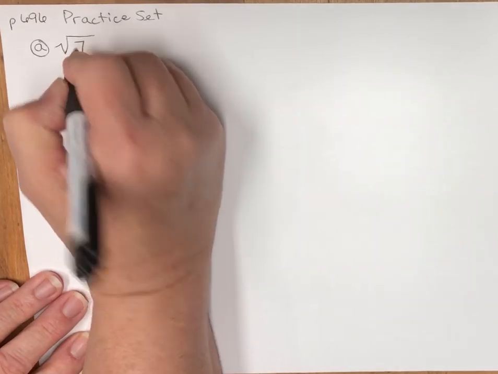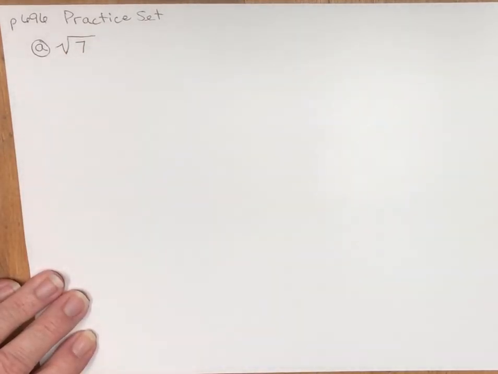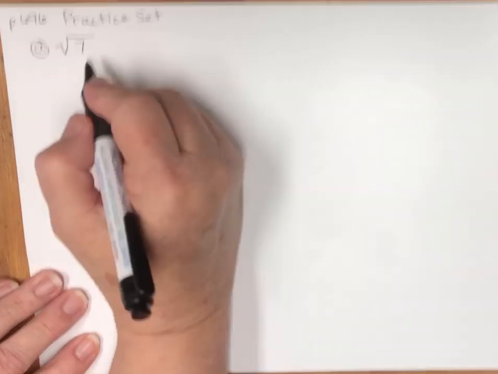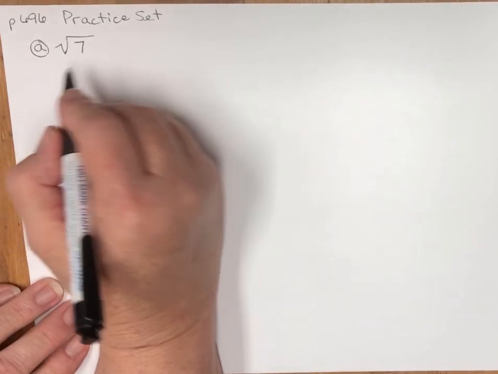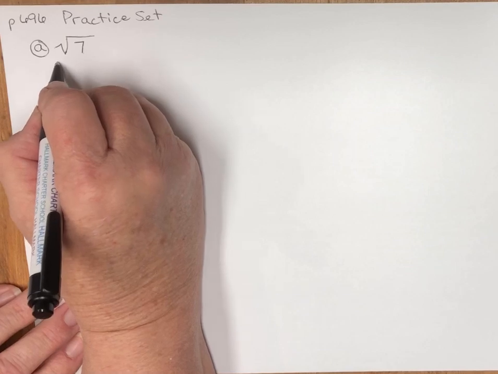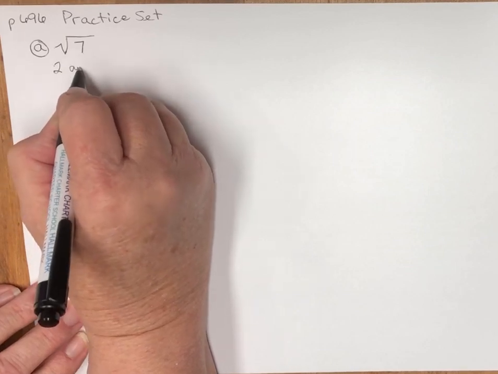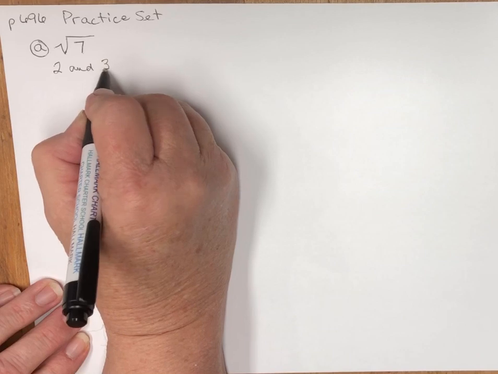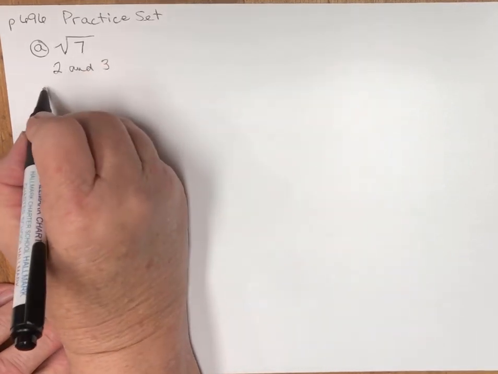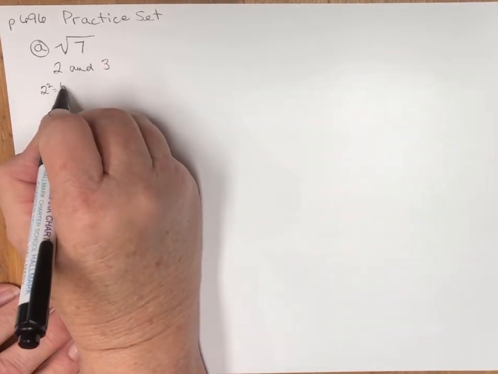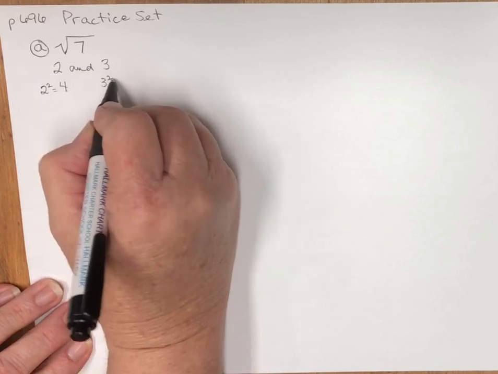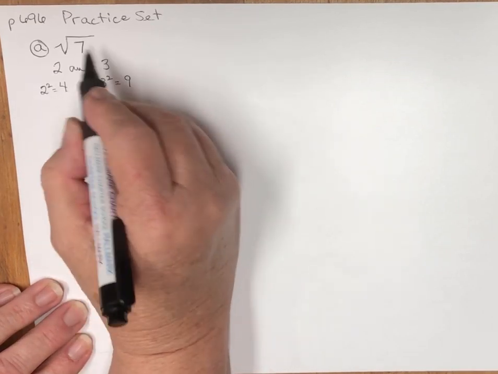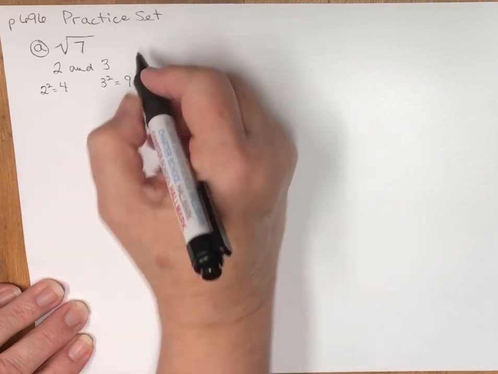So, square root of 7. Well, let's see. 1 squared is 1. 2 squared is 4. 2 times 2 is 4. 3 squared is 9. So now we've figured out the bottom and the top. So 2 is the bottom number and 3 is the top number, because 2 squared equals 4 and 3 squared equals 9, and 7 would fall in between those two numbers.